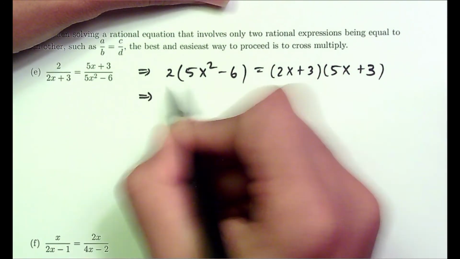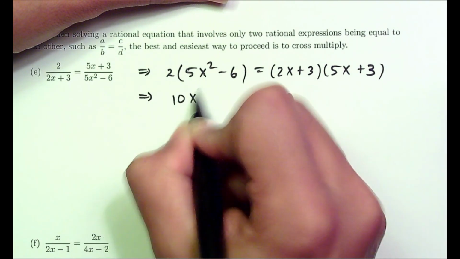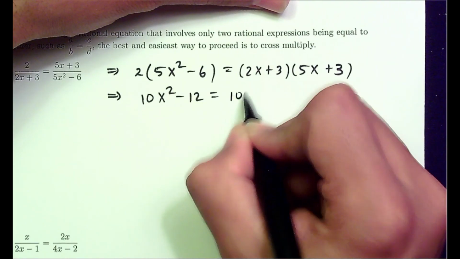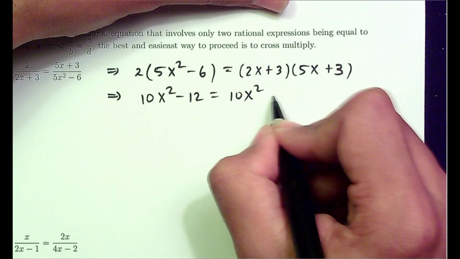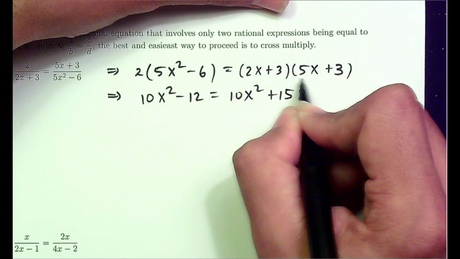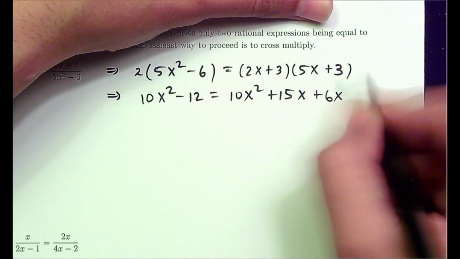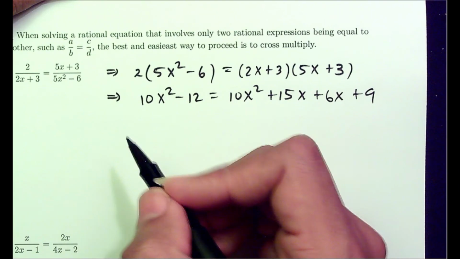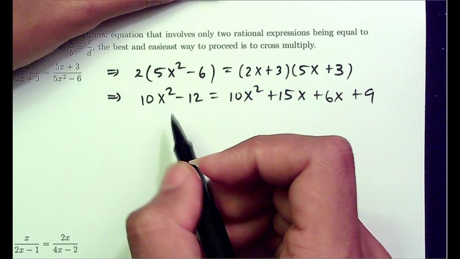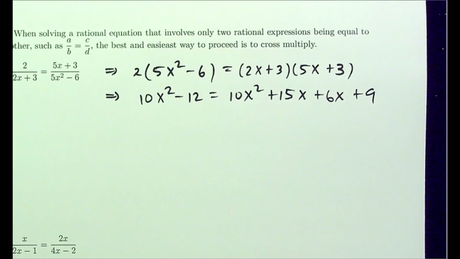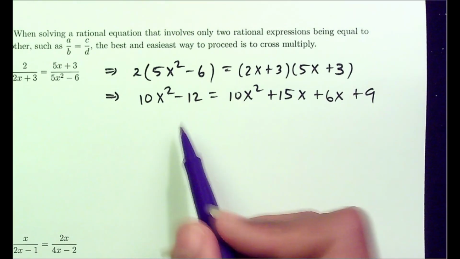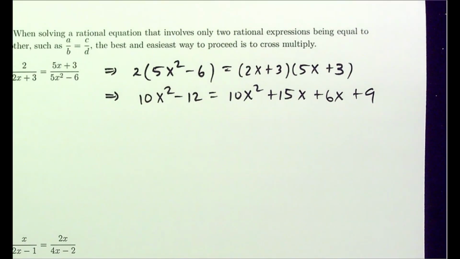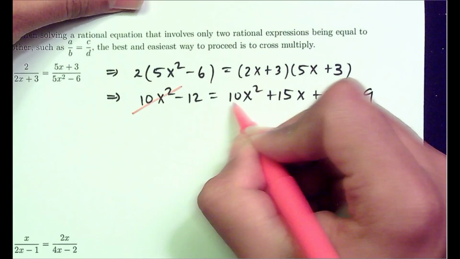So then let's continue. This is going to be 10x squared distributed minus 12. And now let's FOIL this. This is 10x squared plus 15x here plus 6x over there plus 9. Okay, move everything to the same side. The 10x squared is actually going to cancel when you move it to the other side. You're going to have 10x squared minus 10x squared, so they're going to cancel each other off.